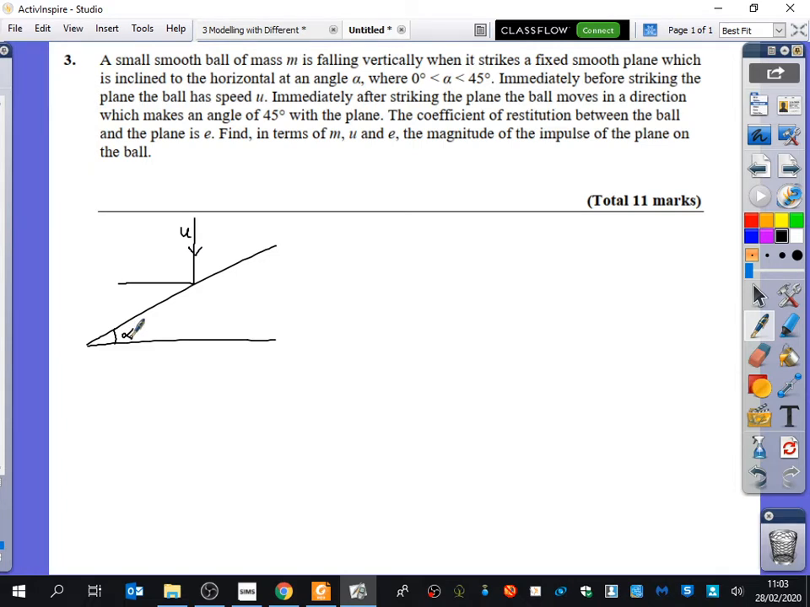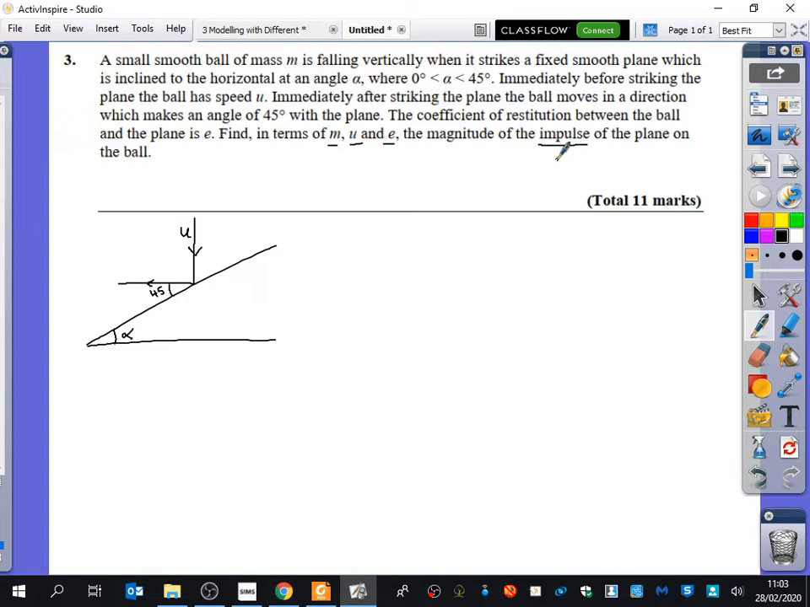What are we looking for here? Immediately after striking the plane, the ball moves in a direction which makes an angle of 45 degrees with the plane. So this is 45, and it's moving off like this. The coefficient of restitution between the ball and the plane is e. Find, in terms of m, u, and e, the magnitude of the impulse of the plane on the ball.